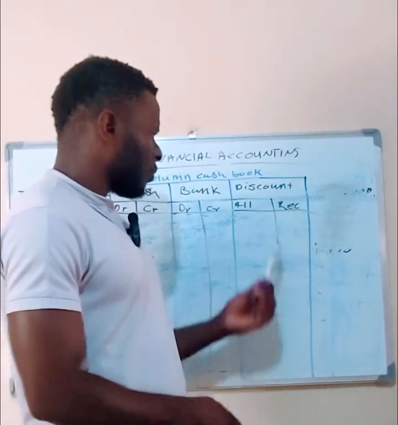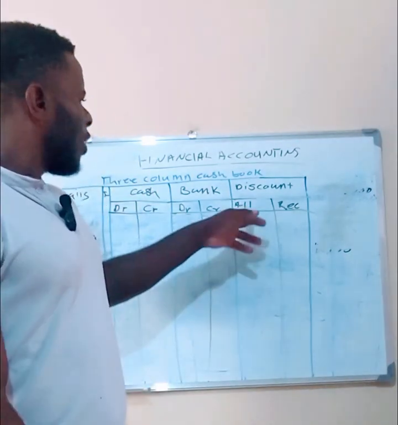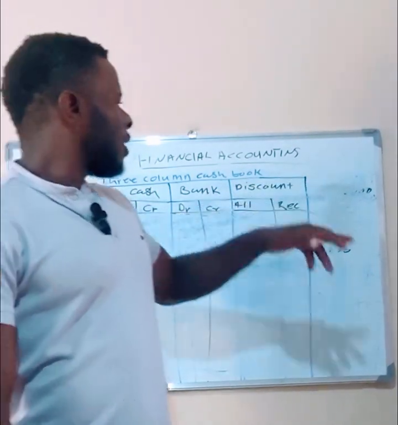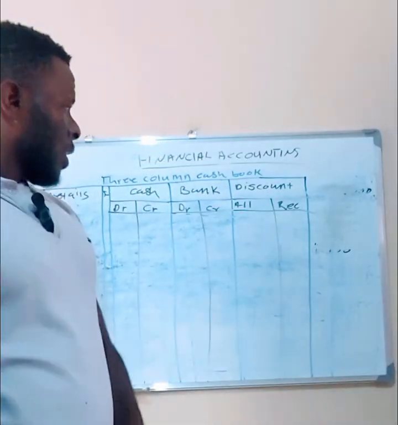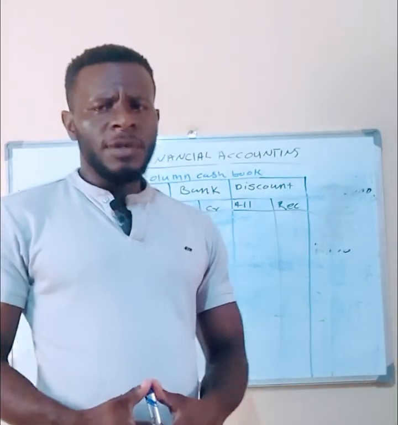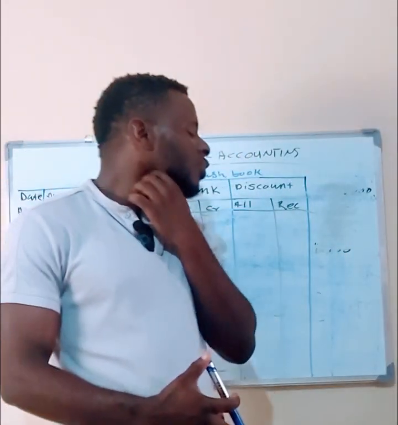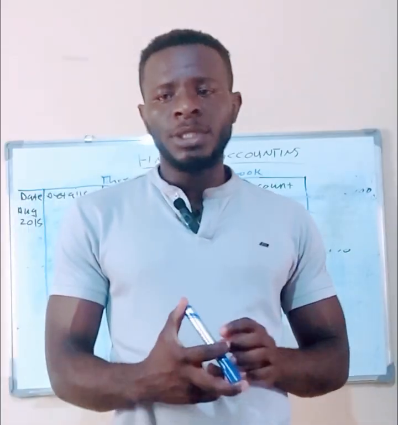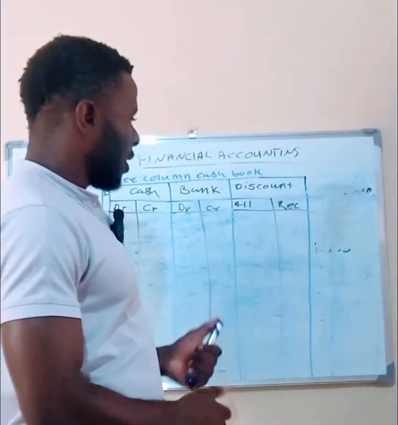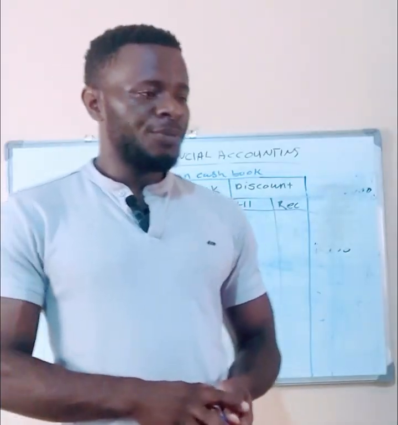Now, under this discount column, we have the discount allowed and the discount received. Let me give this example. Suppose we, as a business, go to our supplier to get goods. We buy goods on cash, and then after buying all those goods, we are allowed a discount.